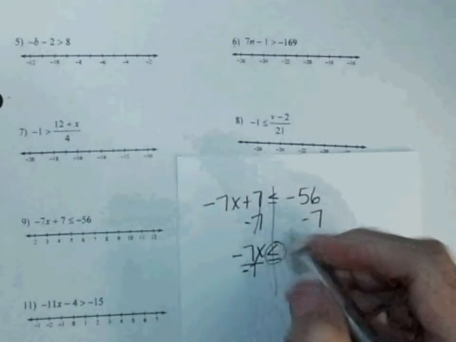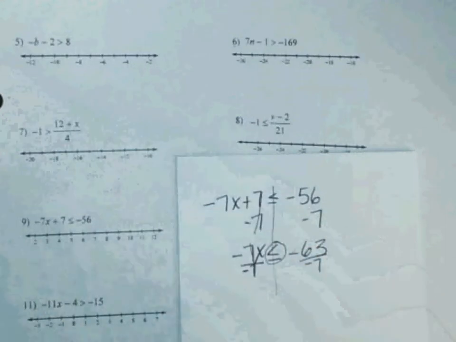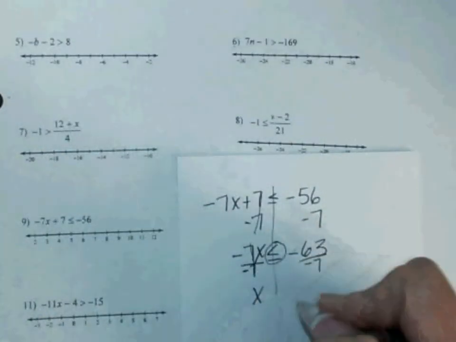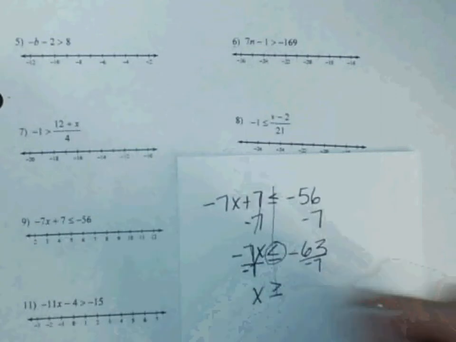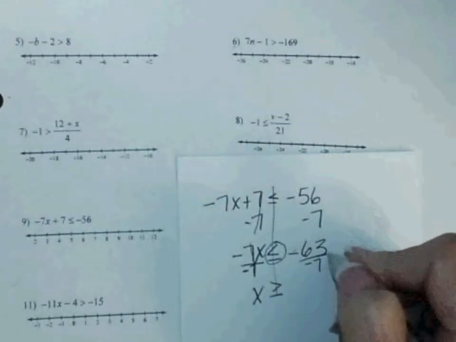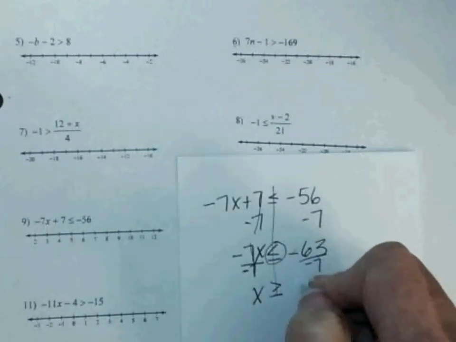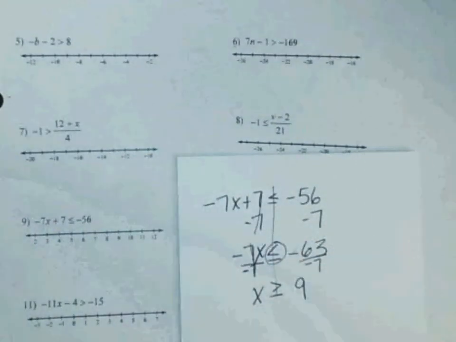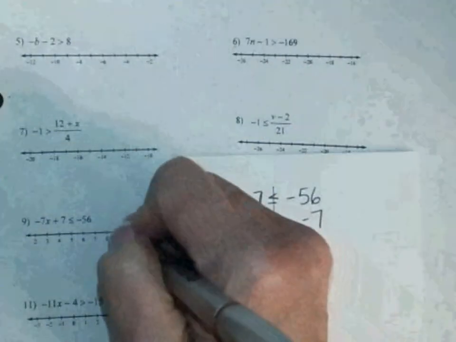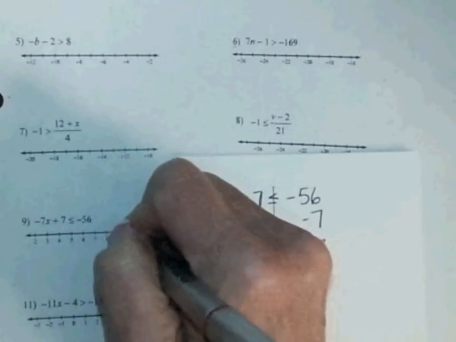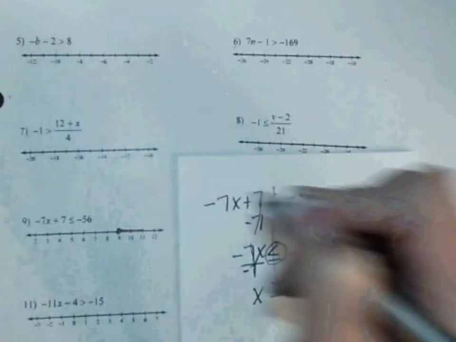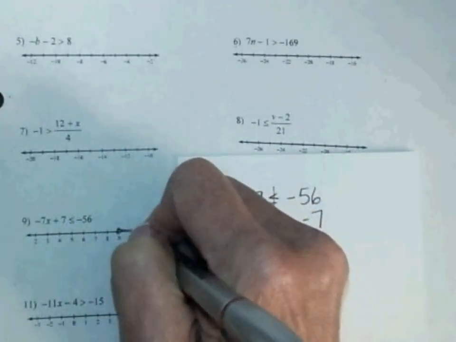So any number over itself becomes 1, so those two negative 7s become 1. So I have 1x left. I'm going to flip my inequality, and negative 63 divided by negative 7 is 9. So on number 9, I actually have x is greater than, and it's equal to also, so we shade it in, greater than or equal to 9.